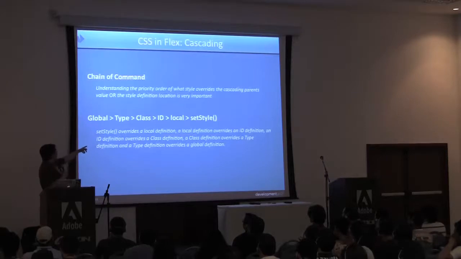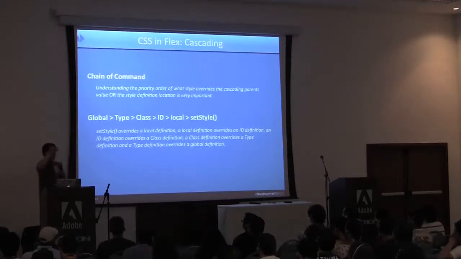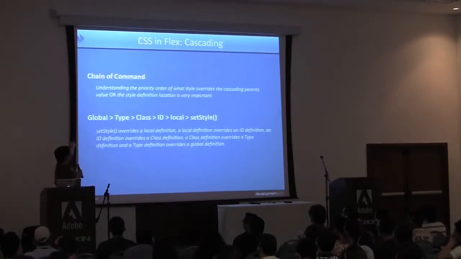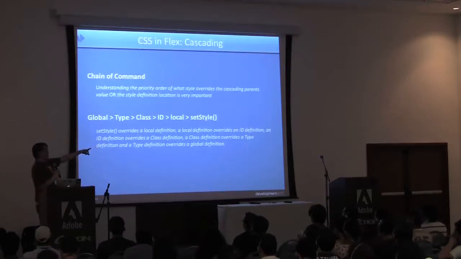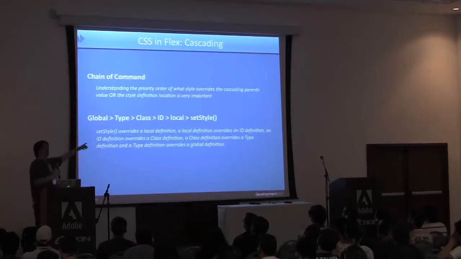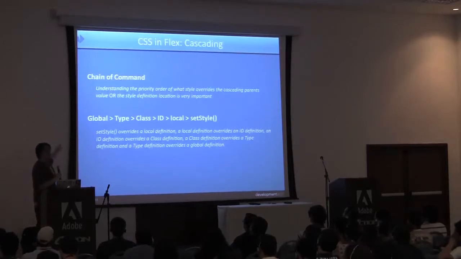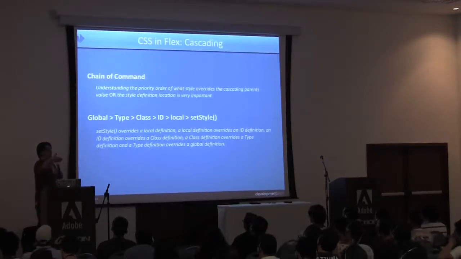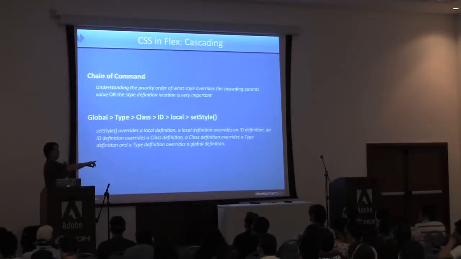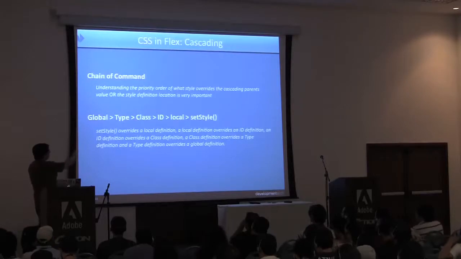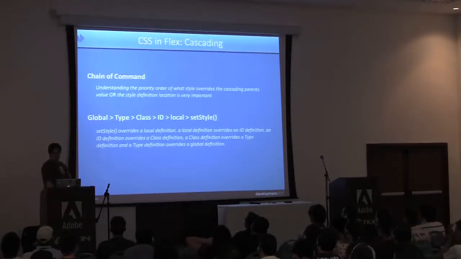An ID will override class. A local, when I say local, that means like a property. So if I say my button, MX button, color equals, that will override anything up the chain. And then finally, when you call it in ActionScript, setStyle will override this. Well, I say always, but it depends on when you call setStyle, but it will override those properties. So keep that in mind: if you have conflicting styles, this is the order of operation that is important, because that's how the cascading works within the application.